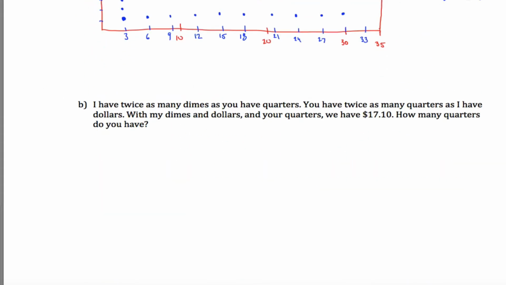This problem, what I had in mind was to solve this algebraically, although I bet you could also do it with guess and check. I have twice as many dimes as you have quarters. You have twice as many quarters as I have dollars. With my dimes and dollars and your quarters, we have $17.10. How many quarters do you have?